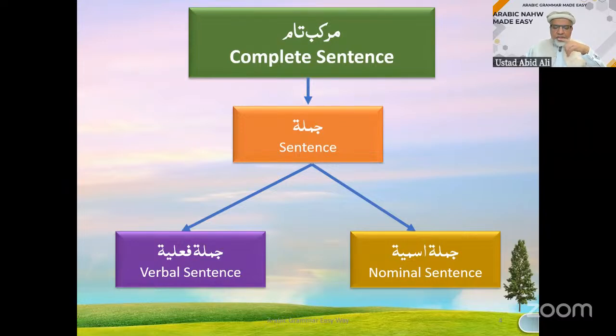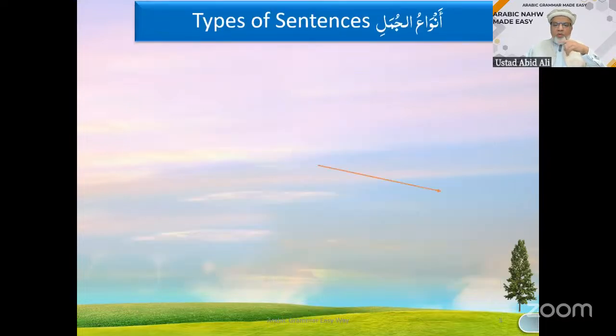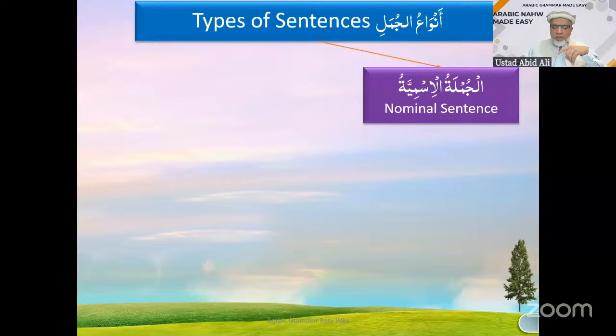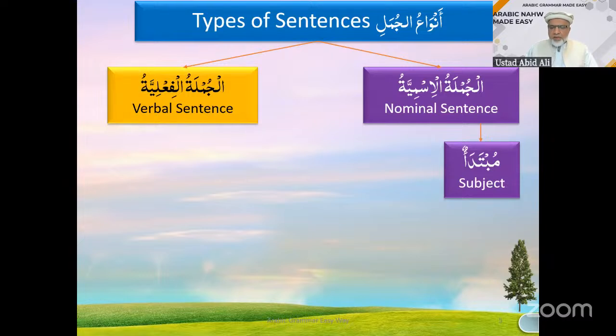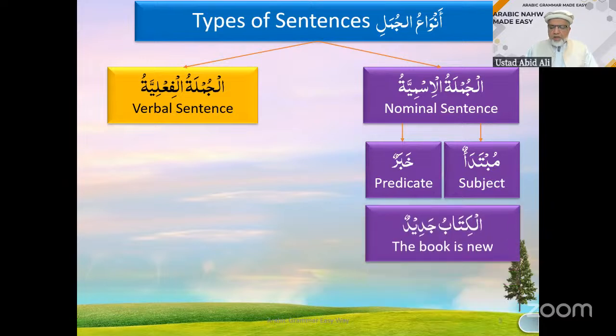In this class, we have been focusing on the jumlatul ismiya, right? So the types of sentences we are dealing with are al-jumlatul ismiya, nominal sentence, and al-jumlatul failiya. What are the components of a jumlatul ismiya? We have a mubtada, which is the starting noun, and in English we call it the subject. The second part of jumlatul ismiya is khabar, which is known as the predicate. An example will be al-kitabu jadidun, the book is new.